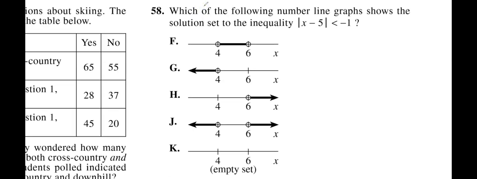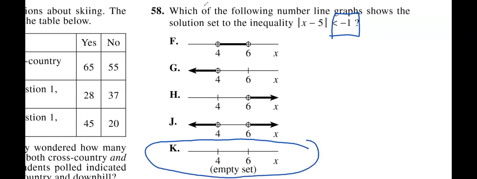Which of the following, we'll get through 58, 59, 60, and then take a break, because I know you need one. Which of the following number line graphs shows the solution set to the inequality? Okay, absolute value. Whoa, wait a second. What do we know about every absolute value in the universe? It is not negative. Okay? It is either equal to 0 or it is bigger than 0. How the heck could you have the distance between 2 points be smaller than -1? You can't.